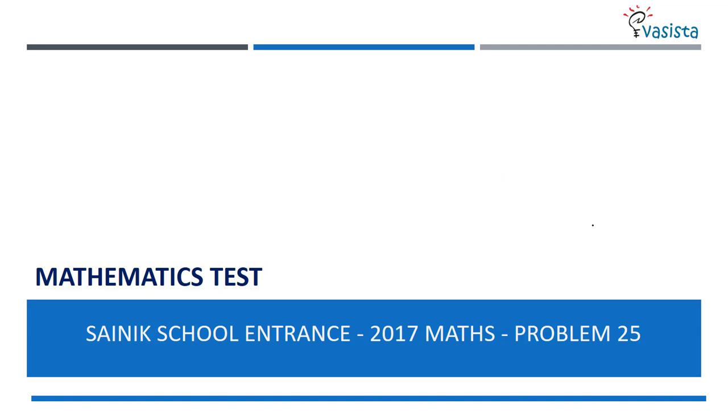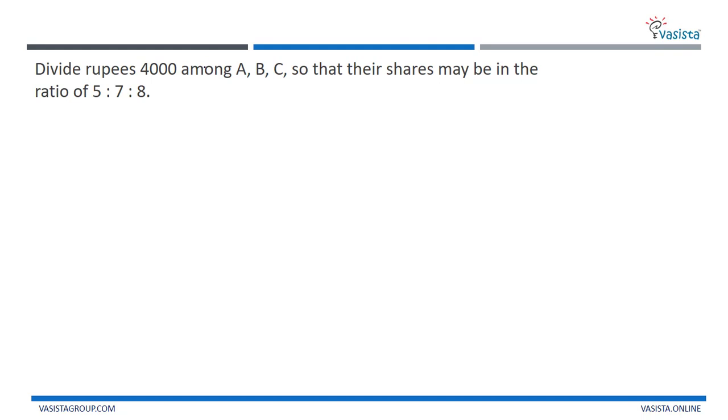Right, this is problem number 25. Let me solve it for you. Divide 4,000 rupees among A, B, C so that their shares may be in the ratio of 5:7:8. They have given the ratio of A to B to C, and we are supposed to divide in this ratio 5:7:8.